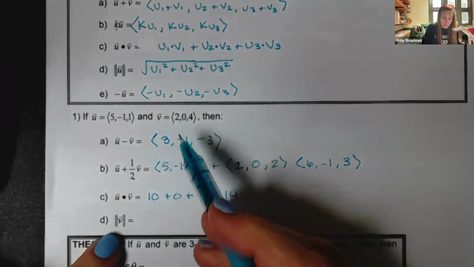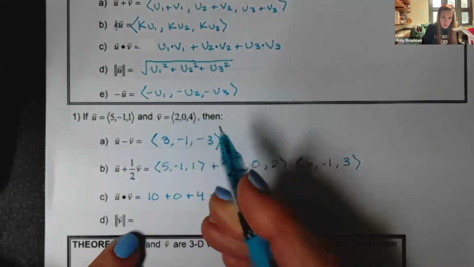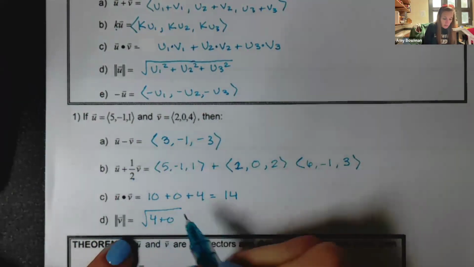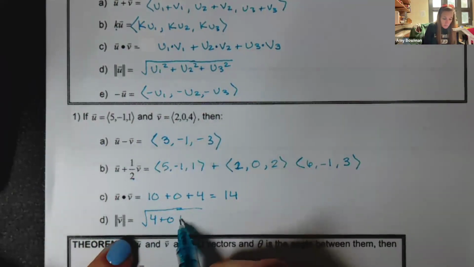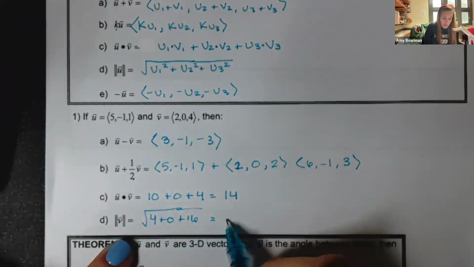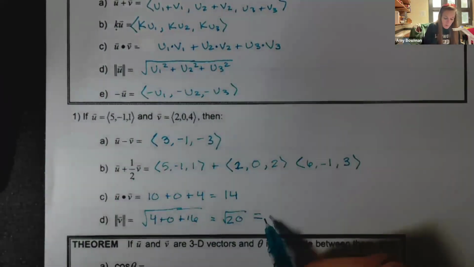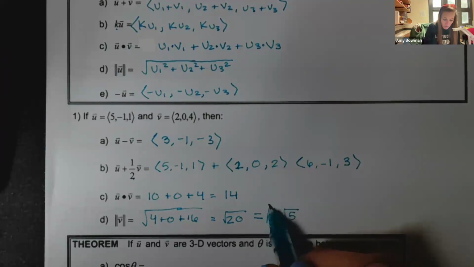Magnitude of vector v, so that's 2, 0, 4. So that'll be the square root of 2 squared, which is 4, 0 squared is 0, 4 squared is 16. So we've got a magnitude of vector v of the square root of 20, which is 4 times 5, or 2 root 5.